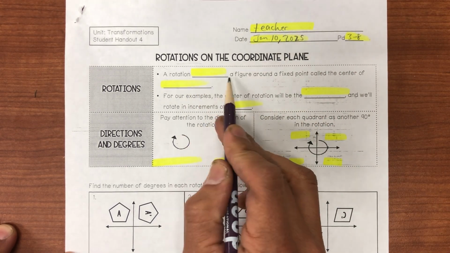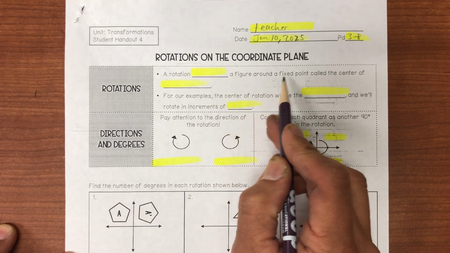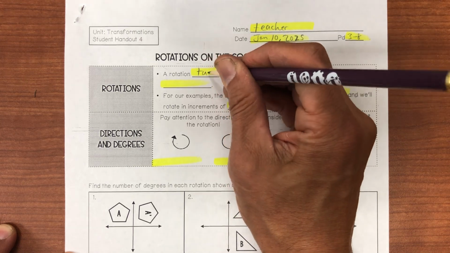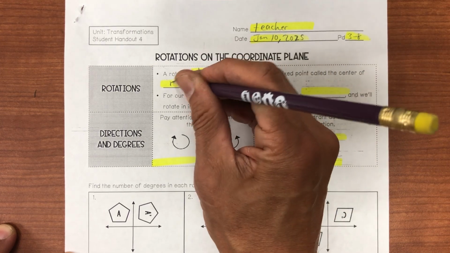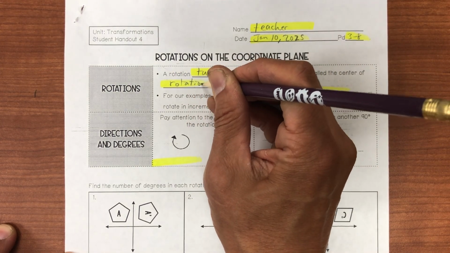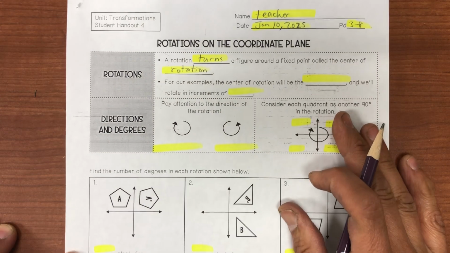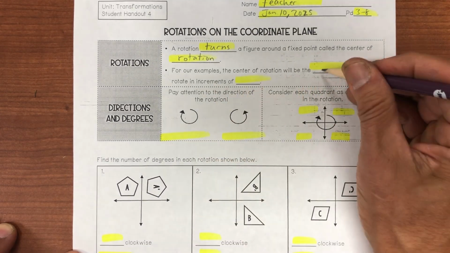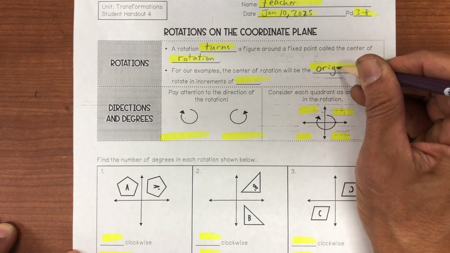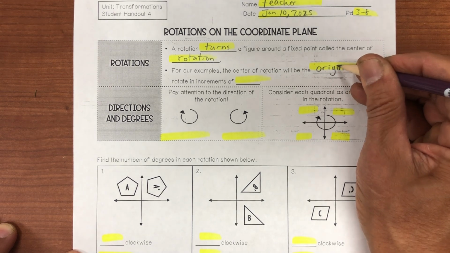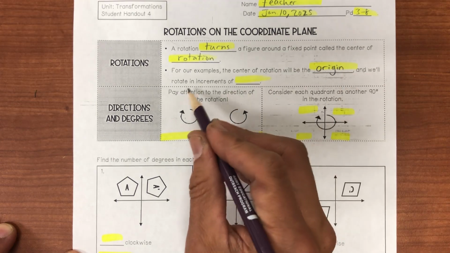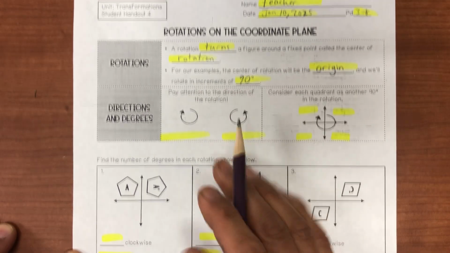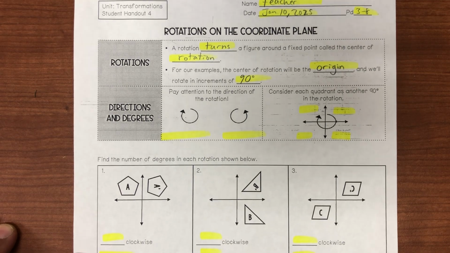A rotation turns a figure around a fixed point called the center of rotation. So a rotation is always a turn. And for our examples, the center of rotation will be the origin, the center of the coordinate plane. And we'll rotate in increments of 90 degrees. Why 90? Because 90 is like a left or right-hand turn.